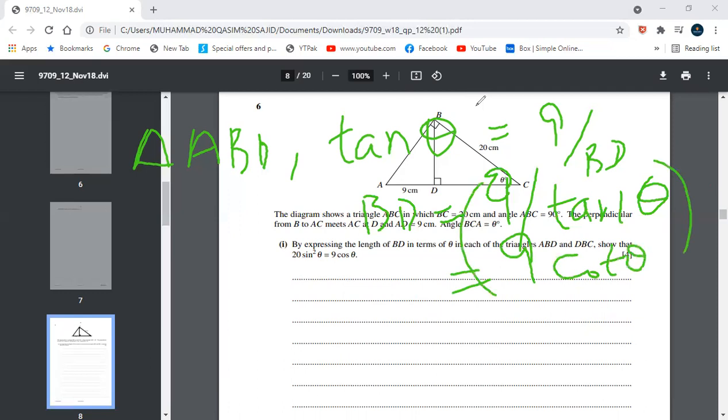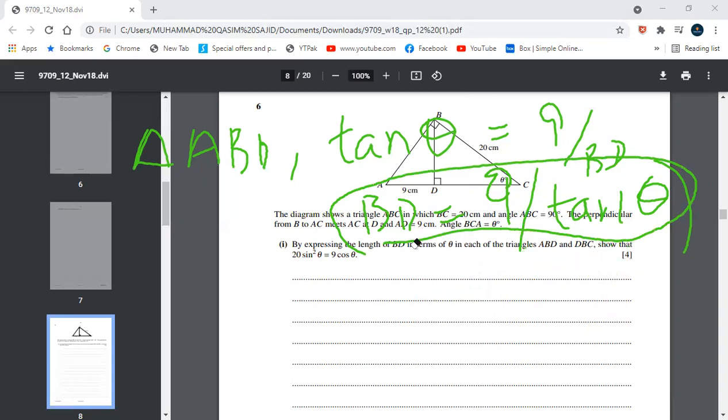Is this clear? Yes sir. Cot and so on are not in our syllabus, sir. Okay, so we will consider this only. 9 upon tan theta. This is BD.